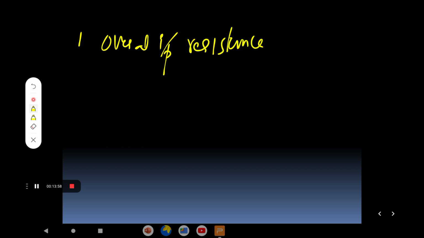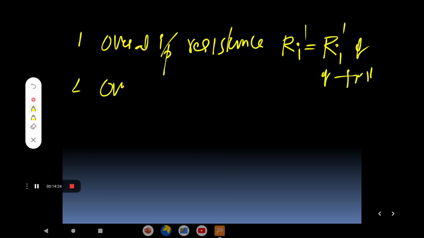How are we calculating the overall input resistance? Ri dash, the overall input resistance, is equal to Ri dash of the first amplifier. So the first amplifier's input resistance is equal to the overall input resistance. Second is the overall output resistance. Overall output resistance R naught dash is equal to R naught dash of the last amplifier.